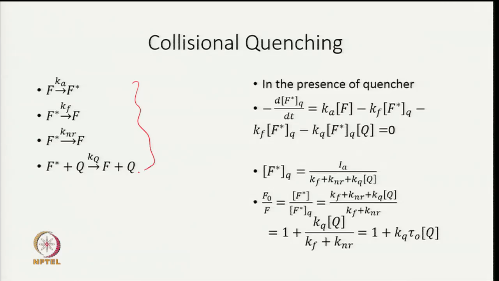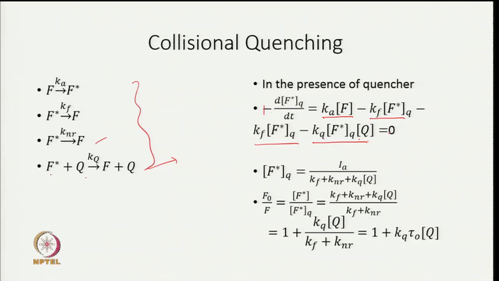Now, since there are 4 equations by which F star can be either formed or used up, there will be 4 terms here. This is the term from which F star gets formed, this is the term for the second step, this is the term for the third step, and this is the term for the fourth step. So, you can see that plus dF star by dt for the fourth step is minus Kq F star into Q.